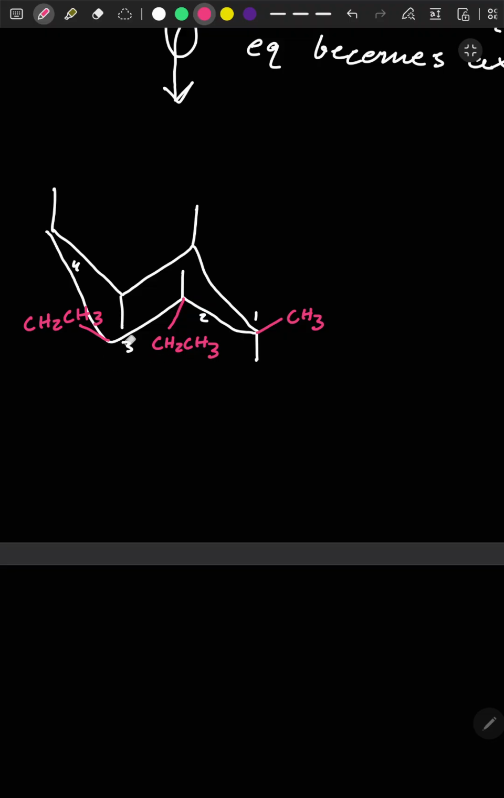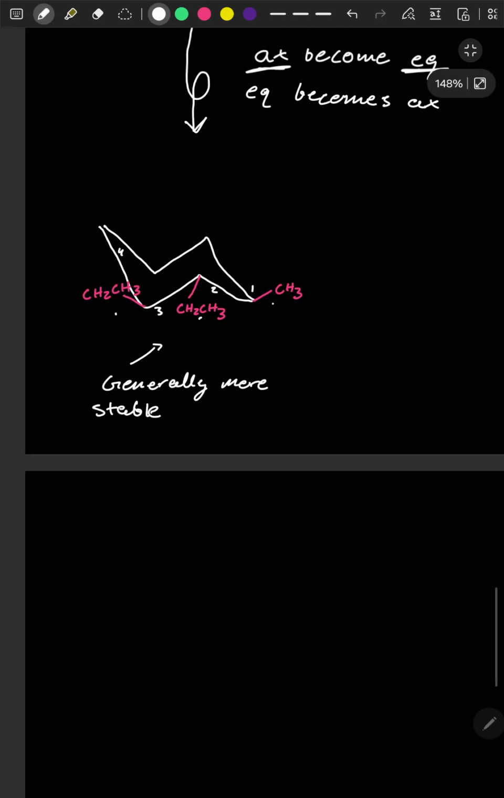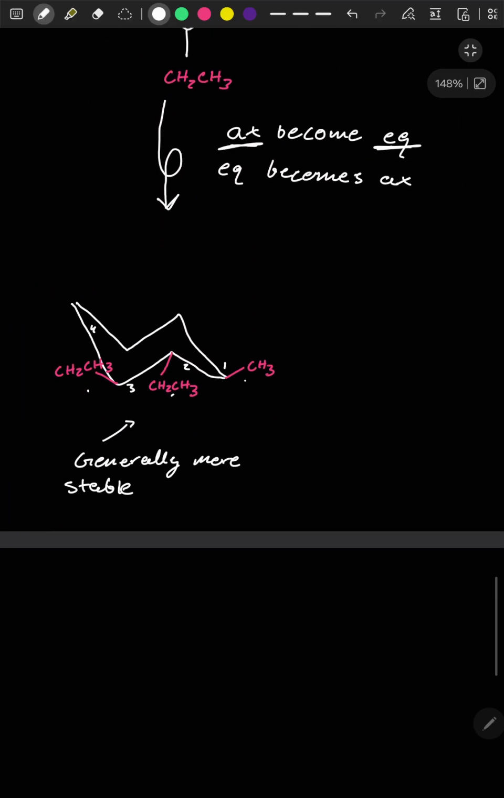We're going to have it like this. And so if we just get rid of all these stray lines, then we can see that these are all equatorial. So this is going to be generally more stable. Just from the get-go, we can already tell that because we have equatorial, equatorial, equatorial, not axial. None are axial in this one.